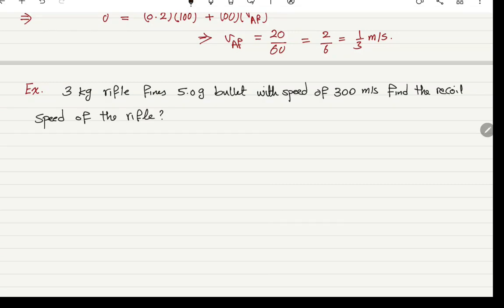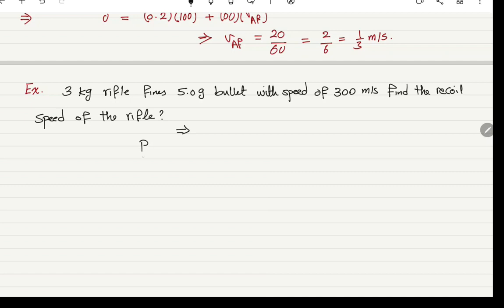A 3-kilogram rifle fires a 5-gram bullet with a speed of 300 meters per second. Find the recoil speed of the rifle. And remember, we compare momentum with momentum. We're not comparing mass with mass or velocity with velocity. We compare momentum with momentum.